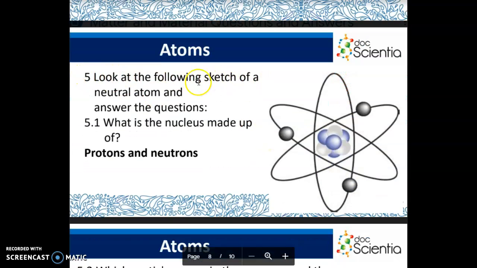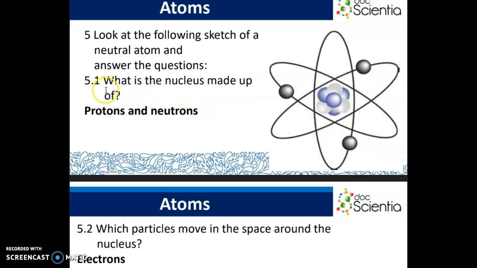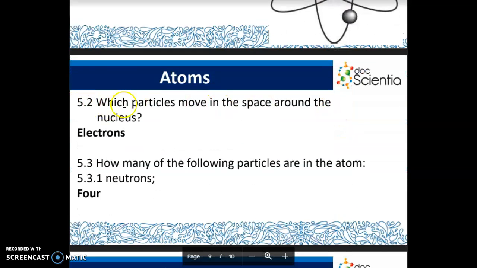Number 5. Look at the following sketch of a neutral atom and answer the questions. 5.1. What is the nucleus made up of? Protons and neutrons. So in the middle there is the nucleus, and it's made up of protons and neutrons.